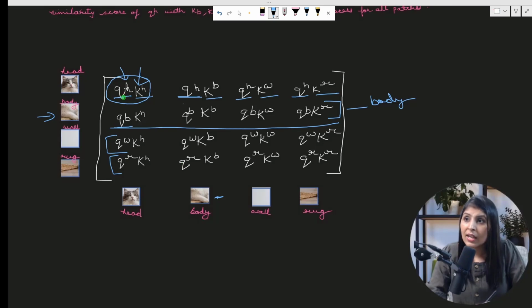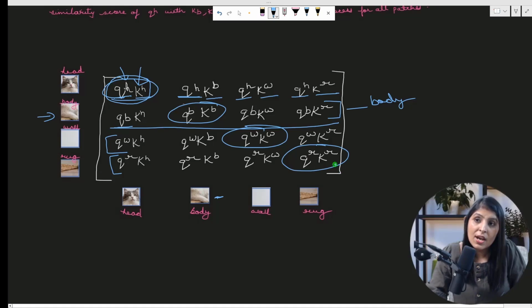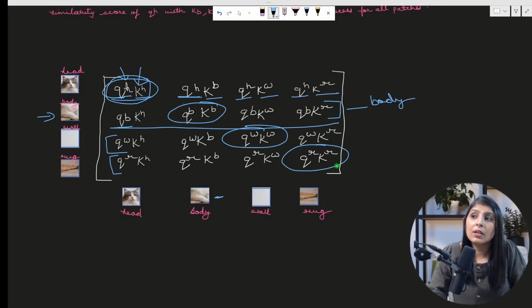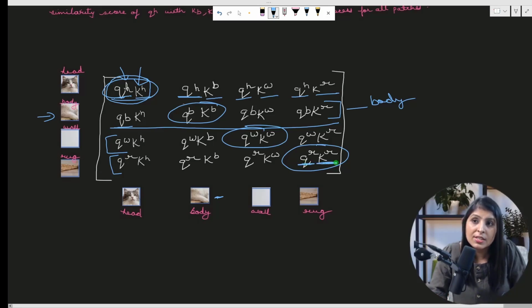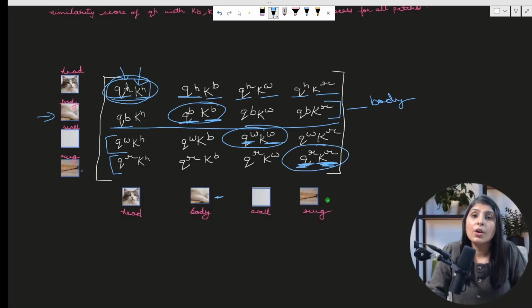Okay, and diagonally if you see here, we are comparing the patch with itself only. We are comparing the rug patch with rug only, the wall patch with wall only, the body patch with the body patch only, right? So this is how the concept of query and key and value work.